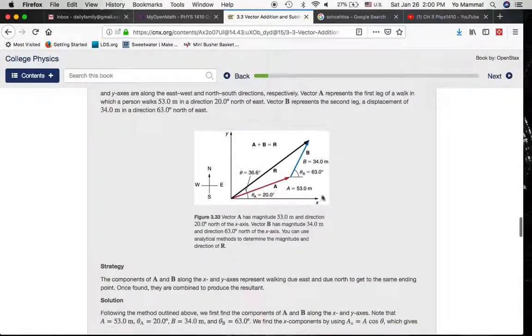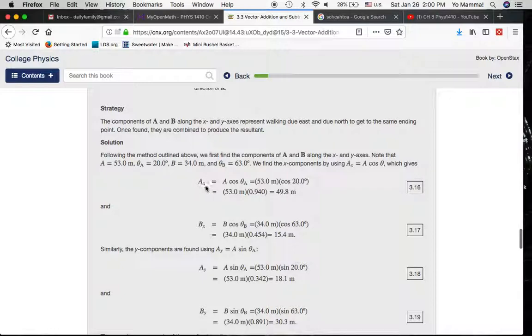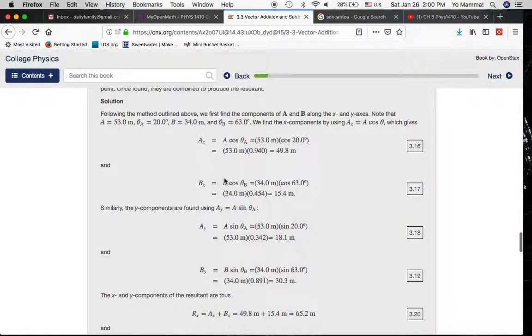And they do it for us. They do this exact problem for us. We start off with two vectors, A, which is 53 meters, and B, which is 34 meters. They give us the angles, and then down here they calculate the x component of A. A, which is the 53 meters, times cosine 20, gives them 49.8. And then they calculate the x component of B. B times cosine theta B, 34 times cosine 63. They get that one.